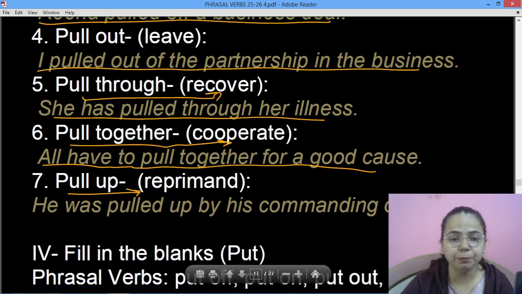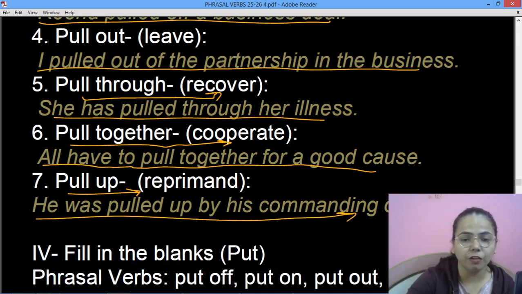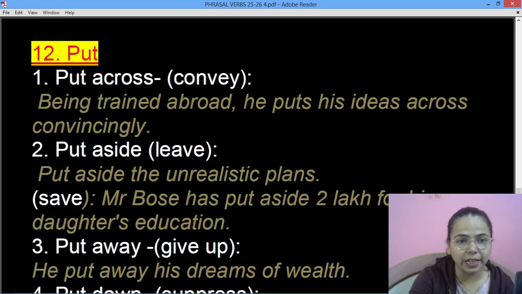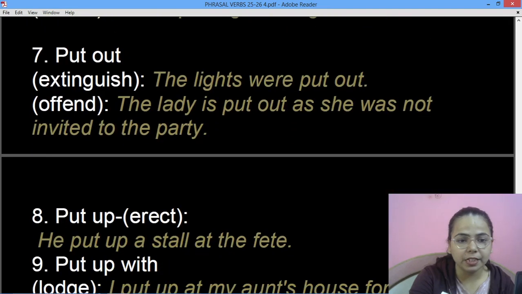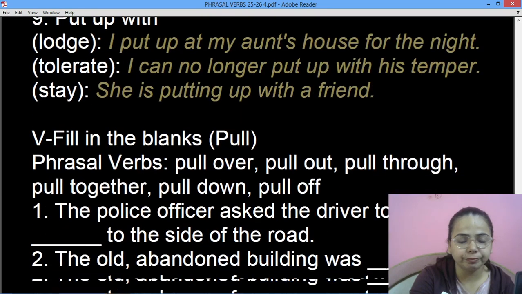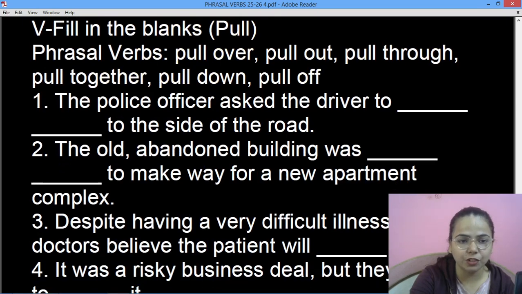That is, he was pulled up by his commanding officer. ठीक है, तो इसकी जो एक्सरसाइजेज हैं, maybe वो स्वैप हो गई हैं, so these exercises will be here. पुल वाली एक्सरसाइजेज हैं वो यहाँ पर हैं.